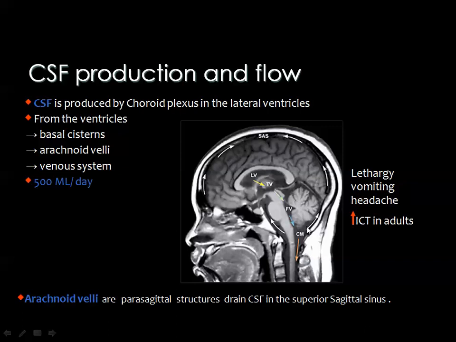Then the CSF in the subarachnoid space will be absorbed by the arachnoid villi and directed to the superior sagittal sinus as a final stage. So production of the CSF occurs in the lateral ventricles, then the third, then the fourth, then the subarachnoid space along the surface of the brain. Then it is absorbed by the arachnoid villi and directed to the sagittal sinuses, especially the superior sagittal sinus.